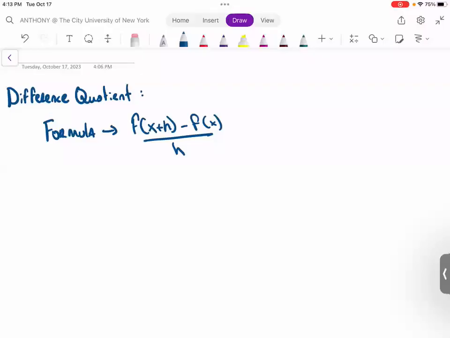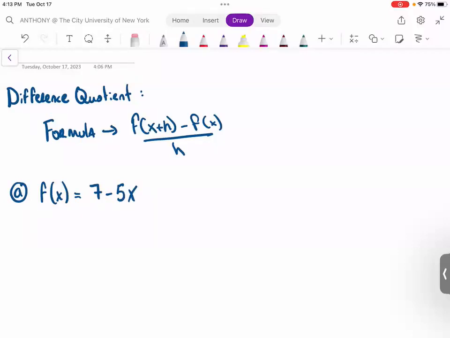All right, so the difference quotient is given as the formula f of x plus h minus f of x divided by h. So the first thing is, let's go over this example. Let's say we want to compute the difference quotient for the following function. Let's say 7 minus 5x.